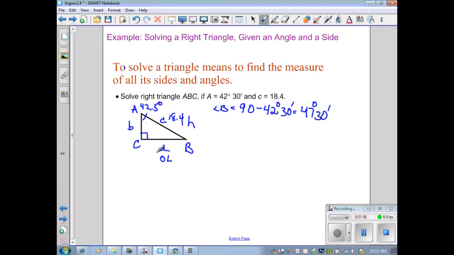So let's continue. If I identify the sine of A to be the opposite leg over hypotenuse, which is defined in previous sections, I can then substitute in for these values and solve for one of the missing pieces. So I know that angle A is 42.5 degrees. The opposite leg is unknown, which is side A. My hypotenuse is 18.4.